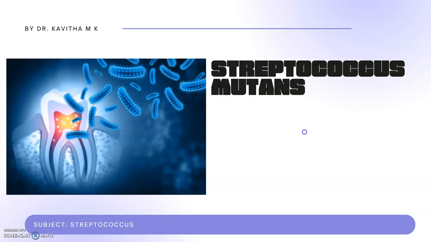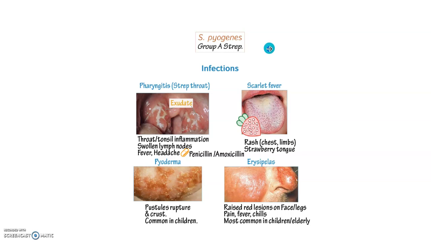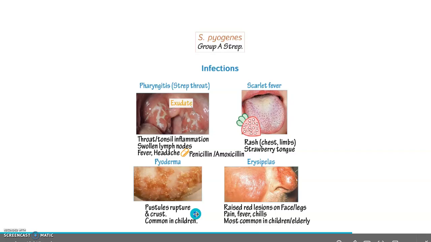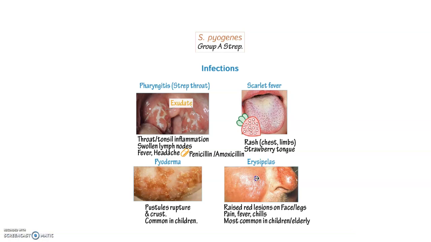It causes dental caries. Whereas Streptococcus pyogenes is responsible for pharyngitis or strep throat infection, tonsil inflammation, swollen lymph nodes, fever, headache, etc. It can also cause scarlet fever, which occurs as rashes on the chest or limbs and strawberry tongue. Pyoderma, that is conditions on the skin like pustules and crust formation, which is common in children. And erysipelas, which is raised red lesions on the face or legs, with pain, fever with chills, and it is common in children and elderly people.